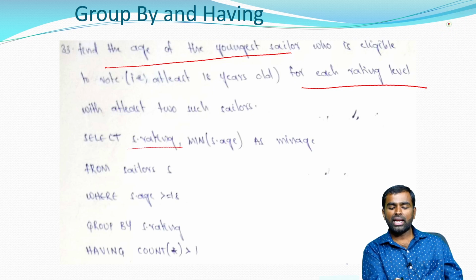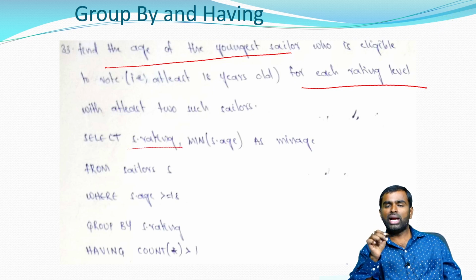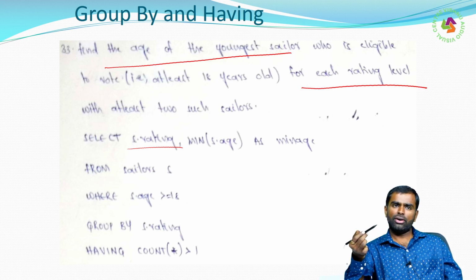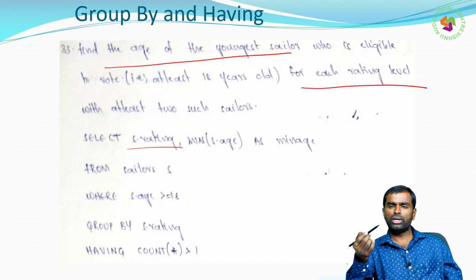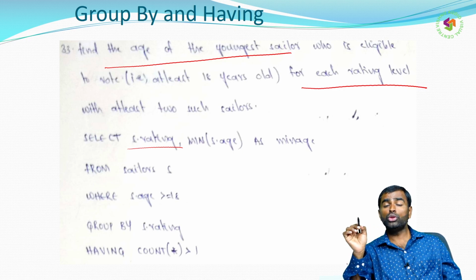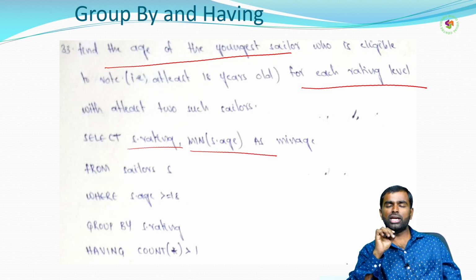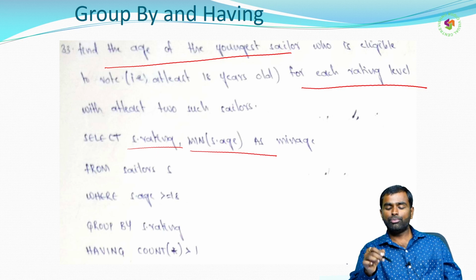For rating 10, what is the minimum age? The employees who got rating 10, as discussed previously, among those employees, who has the minimum age? That is the answer you need. So in the select portion you need to give S dot rating, comma, minimum of S dot age.